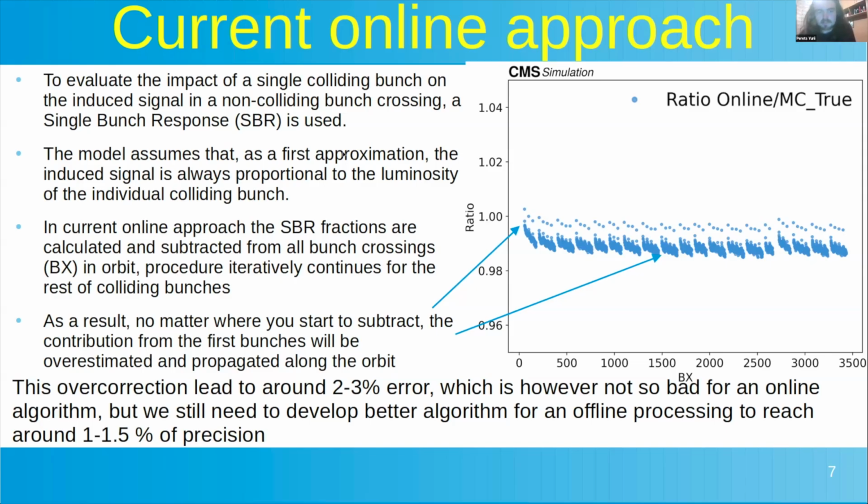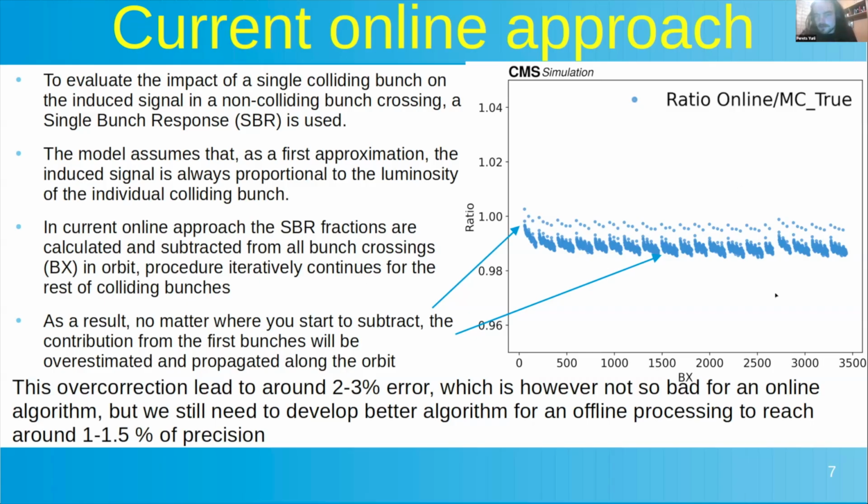This model assumes that, as a first approximation, the induced signal is always proportional to the luminosity of the individual colliding bunch. In the current online approach, the single bunch response fractions are calculated and subtracted from all bunch crossings in the orbit, and we do it iteratively and continuously throughout the whole orbit, so throughout the whole 3,564 bunch crossings. As a result, no matter where you start to subtract, the contribution from the first bunches will be overestimated and propagated along the orbit.